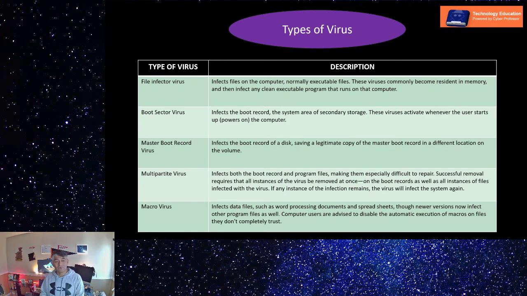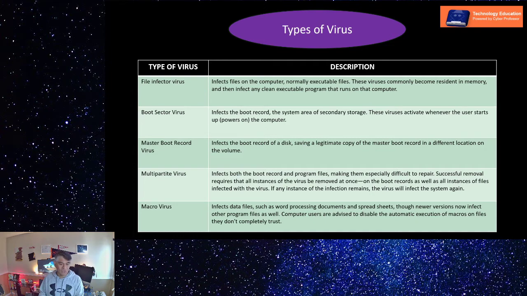Another type of virus is the boot sector virus. It infects the boot record, the system area of secondary storage, the hard drive. These viruses activate whenever the user powers on the computer system. Master boot record virus is another type of virus. It infects the boot record of a disk, saving a legitimate copy of the master boot record in a different location of the volume.